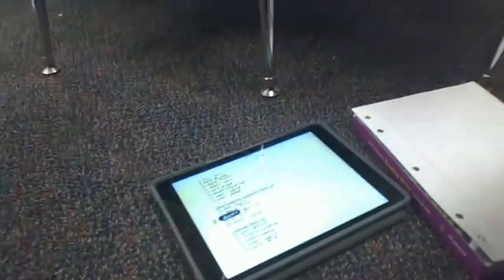Over here is the spelling center. So students are working with their spelling words and doing different activities with their spelling words that they choose.